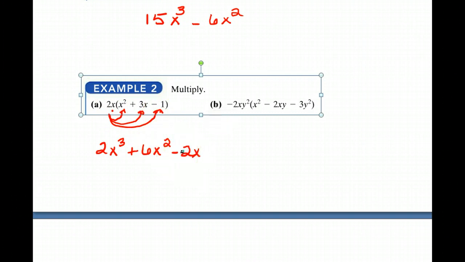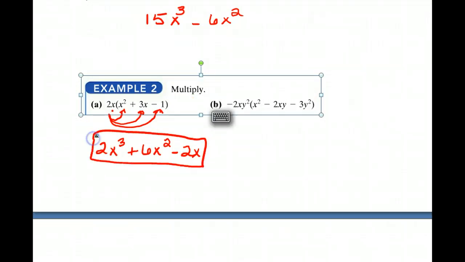You always check after distributing to see whether or not you can combine like terms. In this example, you have no like terms, so you can go no further than what you have done here. So this is your final answer. Please take a moment and complete example B. Whenever you are ready, please play the recording and we will check your work together.